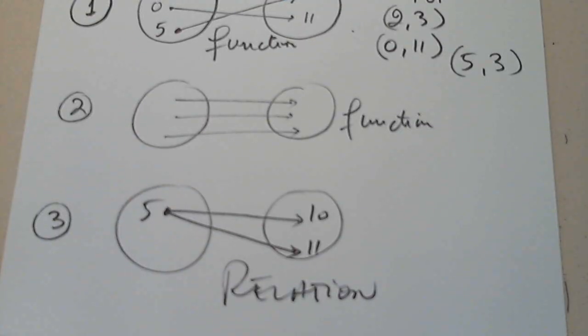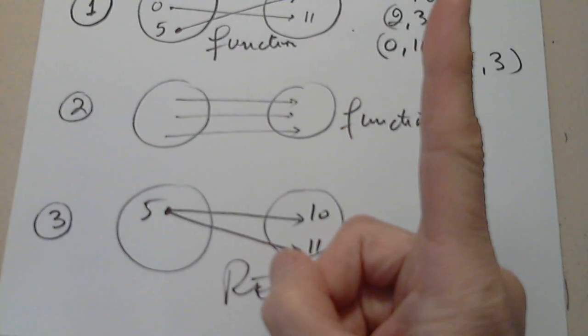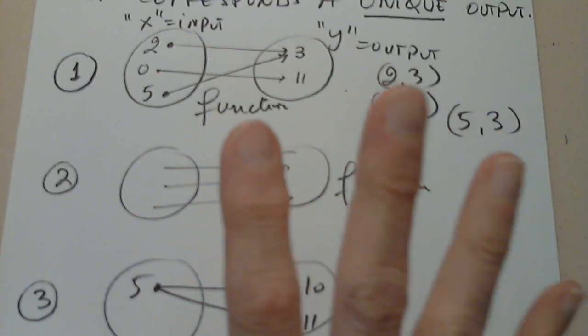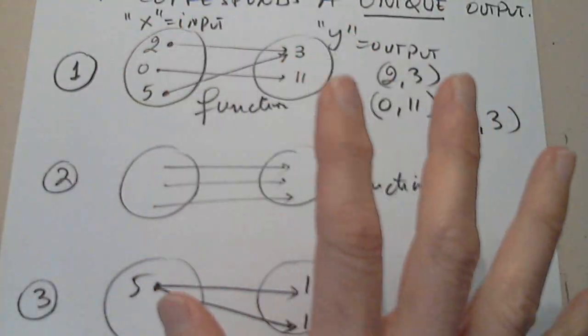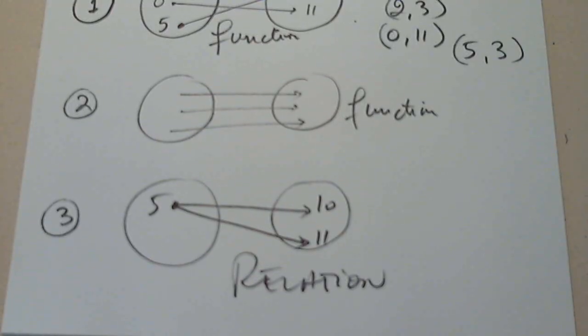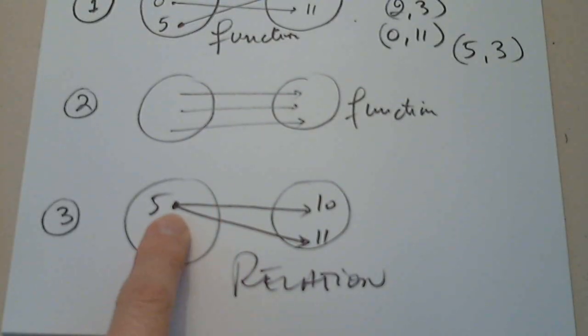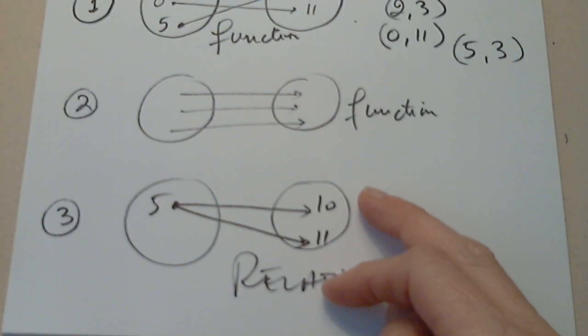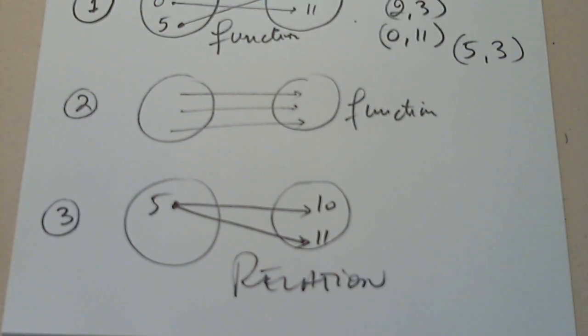A function makes input correspond to only one output. Even if it's the same for two x values, it's fine. 2 corresponds only to 3. 0 corresponds only to 11. 5 corresponds only to 3. Function, function. This is not a function. It's sufficient to show that any value of x corresponds to two values of y. That contradicts the definition of a function. So this is a relation. Both exist in real life situations. But this is a function and this one is not.